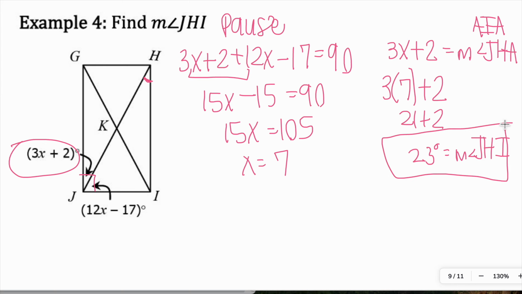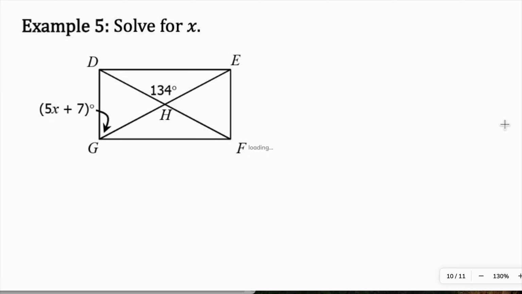Okay, and then one more, solving for x here. If you want to take a moment here, pause it to try it on your own. If not, let's go ahead and click play. All right, I know my diagonals are bisecting one another. I know I have 90 degrees, but I had some trouble with this one a little bit. So here's something I considered.